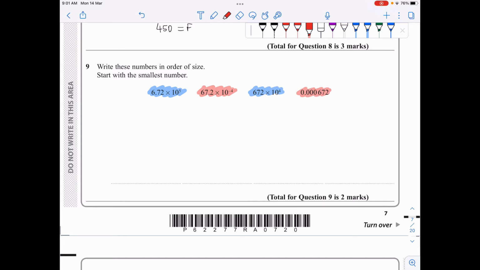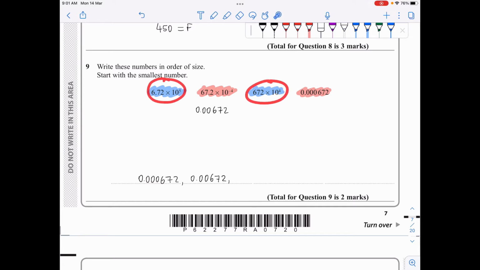So for the small numbers, I could actually start by writing the 67.2 times 10 to the minus 4. The minus 4 means I will be moving the decimal point 4 places to the left. So it's gonna be 0.00672, which is obviously greater than this one. So we've got the smallest being this one, and then we have the 0.00672. And then I need to decide between these two.